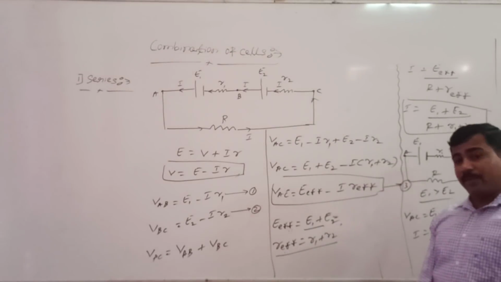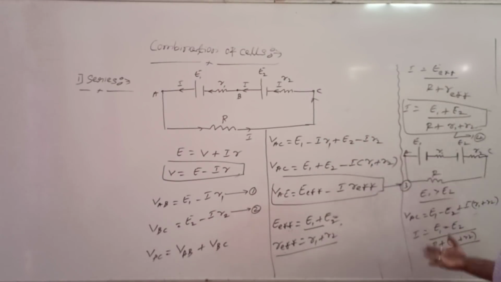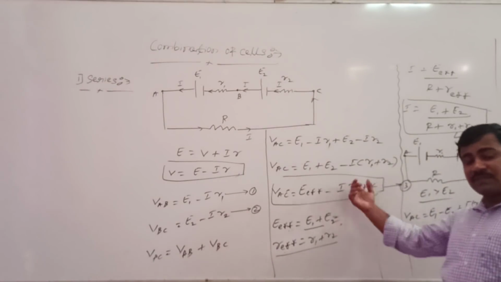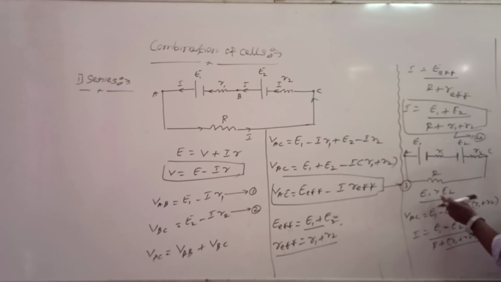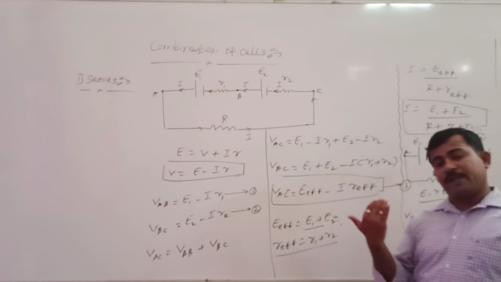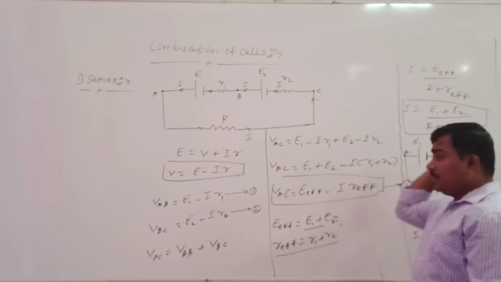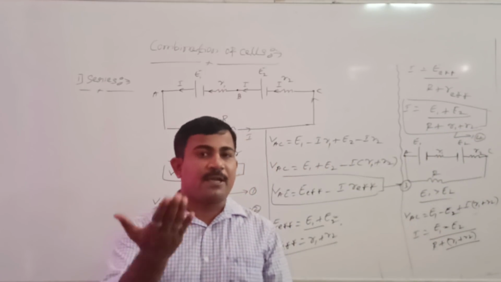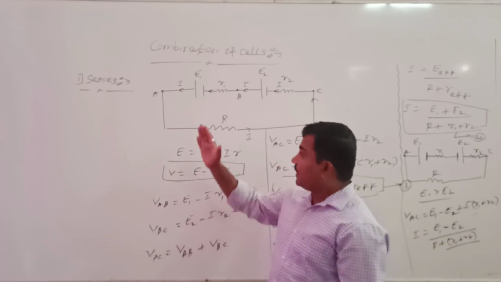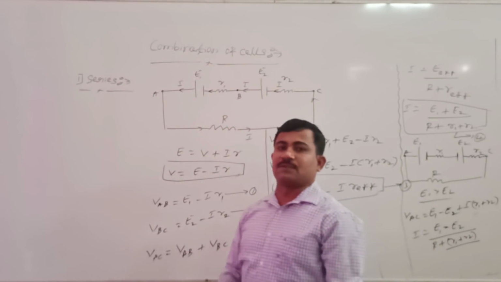Right? If the cells are connected like this, we can represent the resultant potential difference and the resultant current. But in the case where E2 is greater than E1, what happens? Then how to represent? Simply, if E2 is greater than E1, then E2 minus E1 will do. I mean, greater minus smaller value will do. This is the combination of cells in series for equal EMF and equal internal resistance, along with different EMF and different internal resistance.